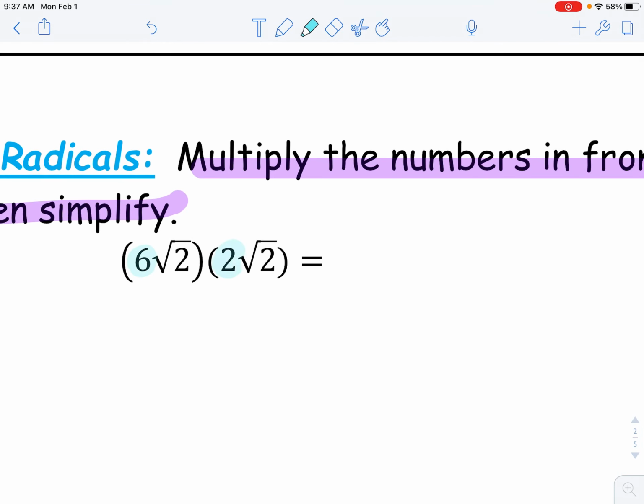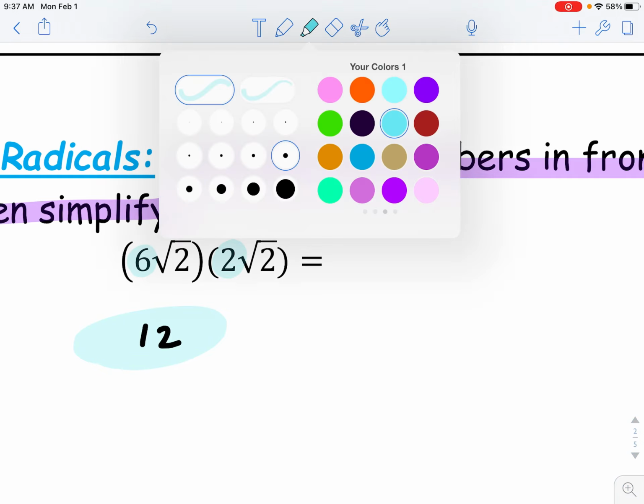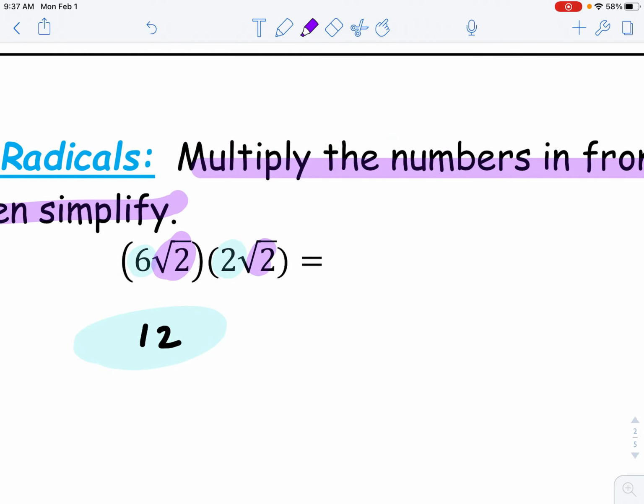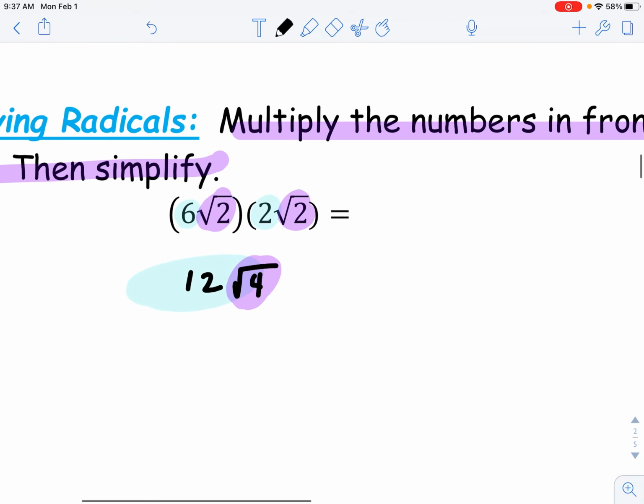Well, looking right here, I'm gonna do 6 times 2, 12, all right? We're also gonna notice a pattern, radical 2 times radical 2, 4, radical 4. All right, so then I'm going to simplify. Well, 12 is already simplified. What's the largest square factor of 4? Well, it's actually a perfect square itself. That becomes 2. So I get 24. That's it. Multiply on the inside, multiply what's on the outside, simplify, so on and so forth.